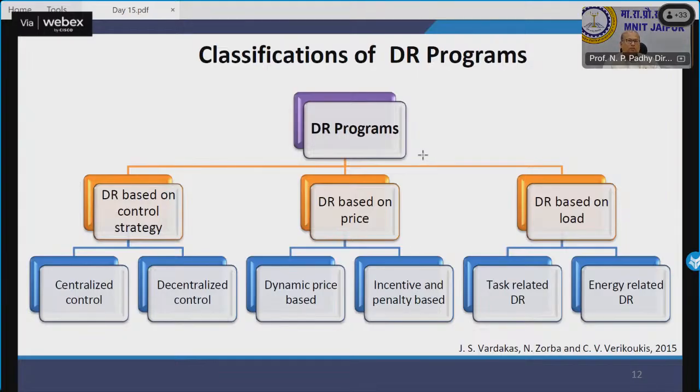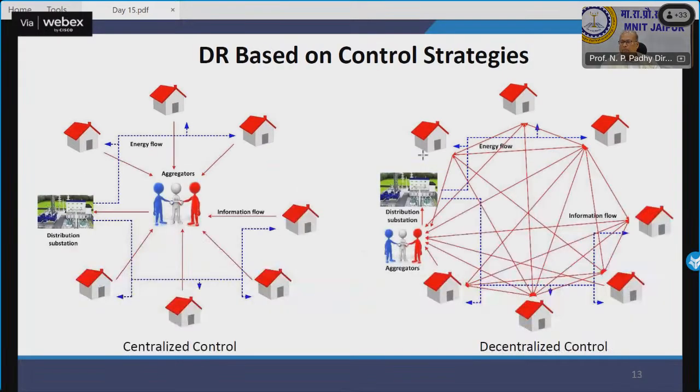Classification of DR programs: DR based on control strategy, DR based on price, DR based on load, centralized control, decentralized control, all right? And then we have dynamic price based control, incentive and penalty based control, task related DR and energy related DR. So there are many opportunities which are available with us for DR programs.